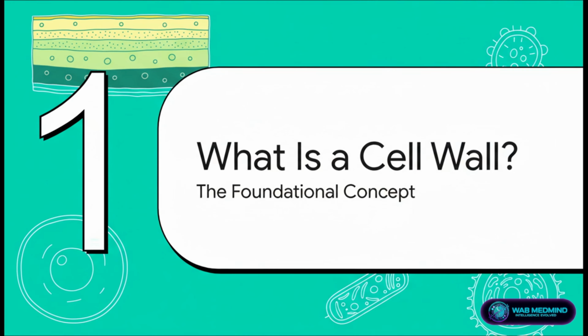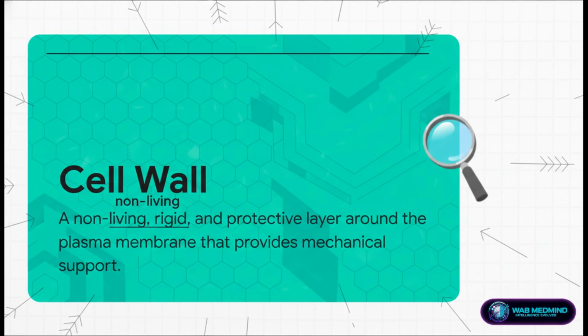Okay, section 1. What is a cell wall? Let's start with the absolute basics to build a strong foundation. So in its simplest form, the cell wall is a non-living, rigid, and protective outer layer. Now, if there are 2 words you need to burn into your memory for your MCQs, they are non-living and rigid. Trust me, so many questions are designed just to check if you remember these 2 fundamental properties.